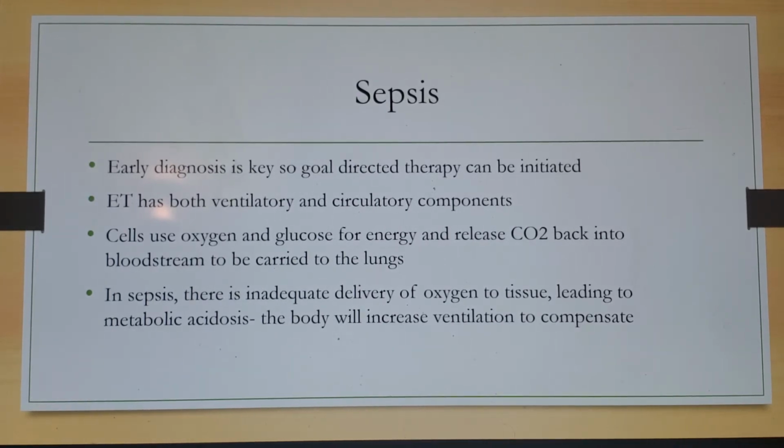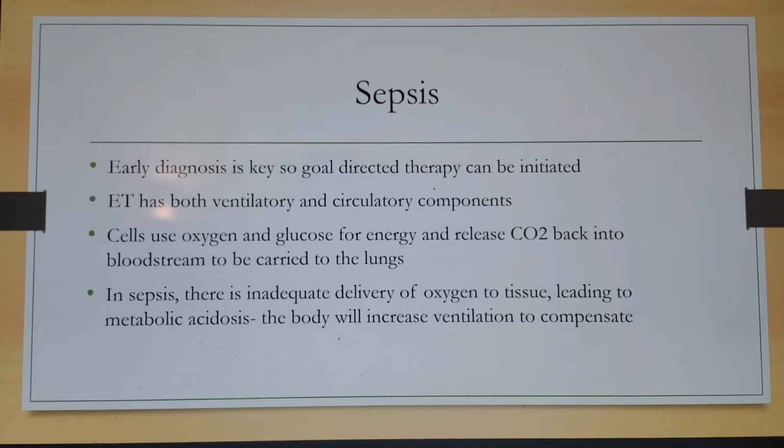From the pre-hospital side of things, you haven't got hit quite as hard as we have in the ER, but we get sepsis to death around the emergency department. And their big thing are these care bundles and early diagnosis, so you can do early goal-directed therapy. Again, like we talked about, end-tidal has both ventilatory and circulatory components, so it depends on oxygen delivery, diffusion, and blood flow back to the lungs. Again, not to beat you to death with physiology, but cells use oxygen and glucose for energy and release carbon dioxide back into the bloodstream to be carried to the lungs.